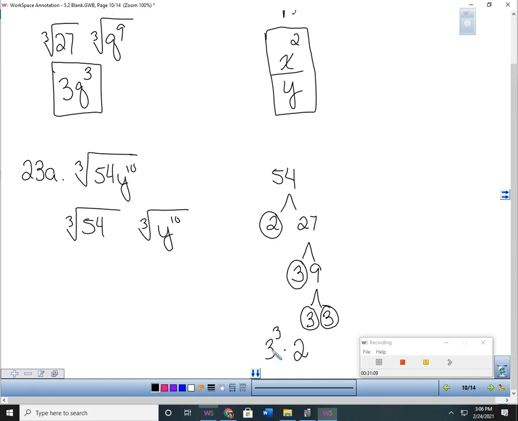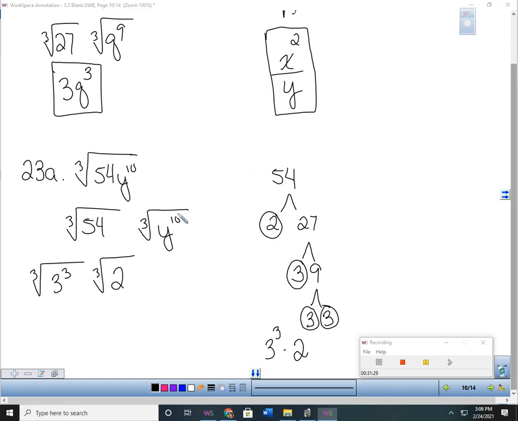So this is my perfect cube. And then this power is less than the root, right? So this will be one that stays underneath. So that's the cubed root of 3 to the third times the cubed root of 2. Then we have to focus on our variable.